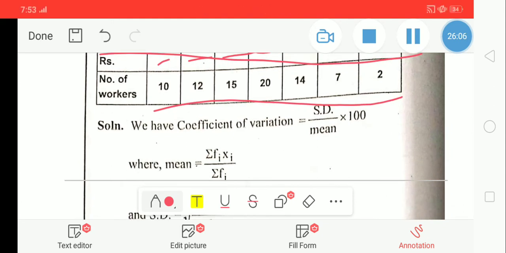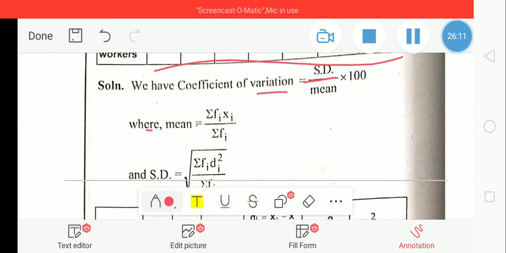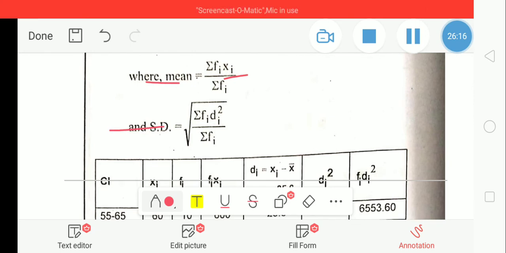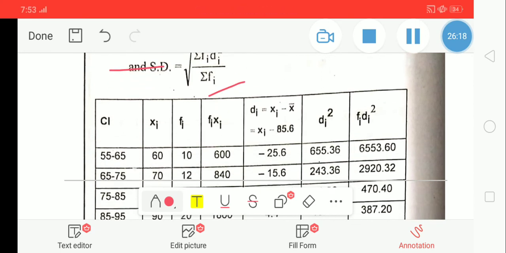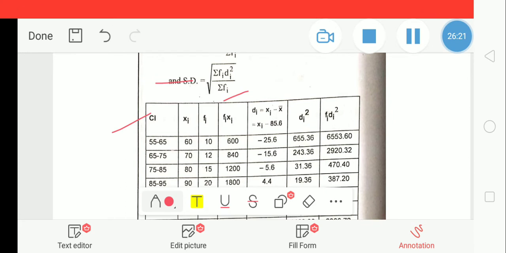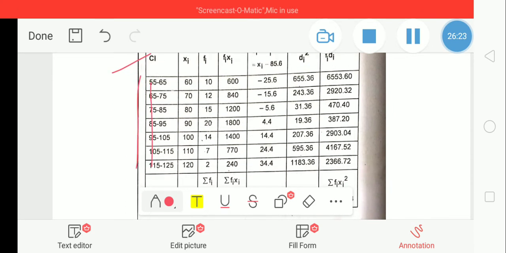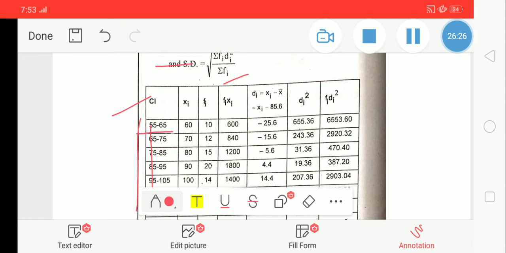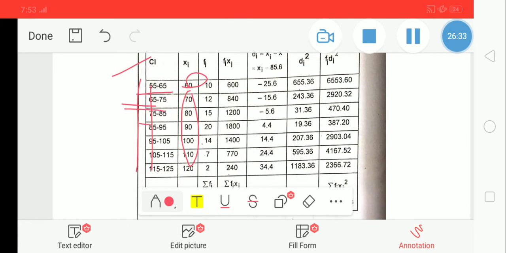So the coefficient of variance is standard deviation divided by mean multiplied by 100, where the mean is the summation of fi xi divided by summation of fi, and standard deviation is the square root of summation of fi di square divided by summation of fi. This is a class interval that is given. Now 55 plus 65 divided by 2, so this is the mid value of the class interval. Add all and divide by 2, so they give this mid value, and frequencies are given.